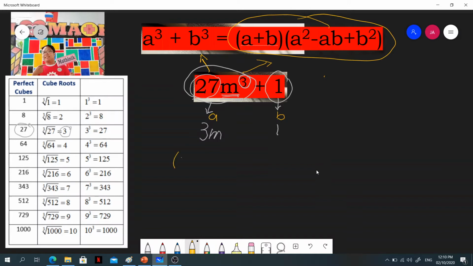So, ano yung A natin? 3m. Ano yung B? 1. Tapos, A squared. Diba? Ito yon, A squared. Ano yung A? 3m. So, A squared, 3m squared. Okay, kasi ang A natin 3m, diba? Ito yon. Tapos, minus AB. Ano yung AB? Ang A natin ay 3m.